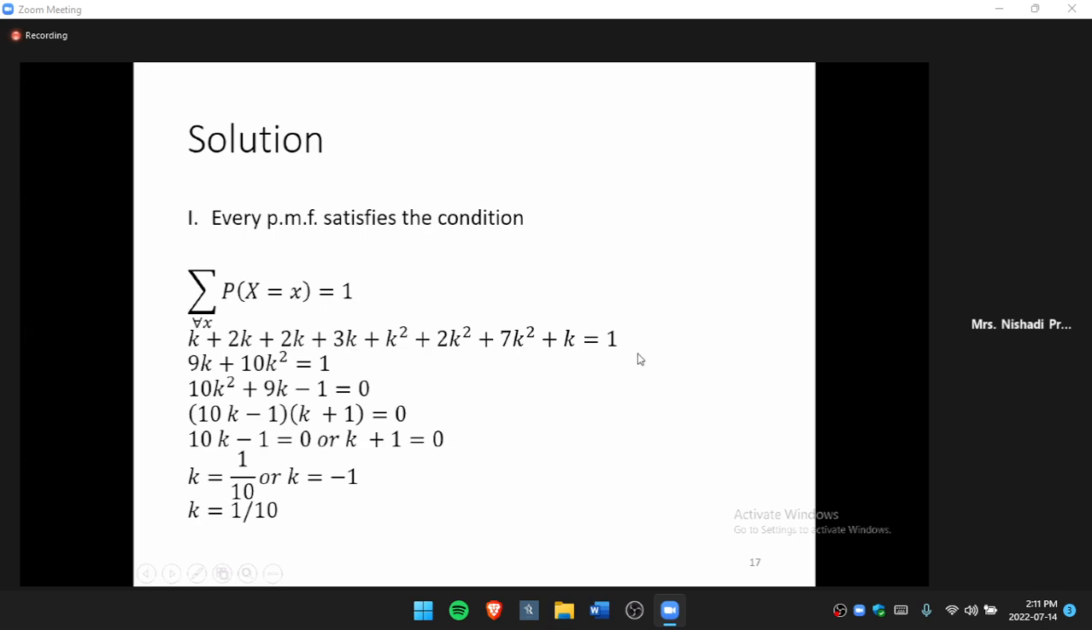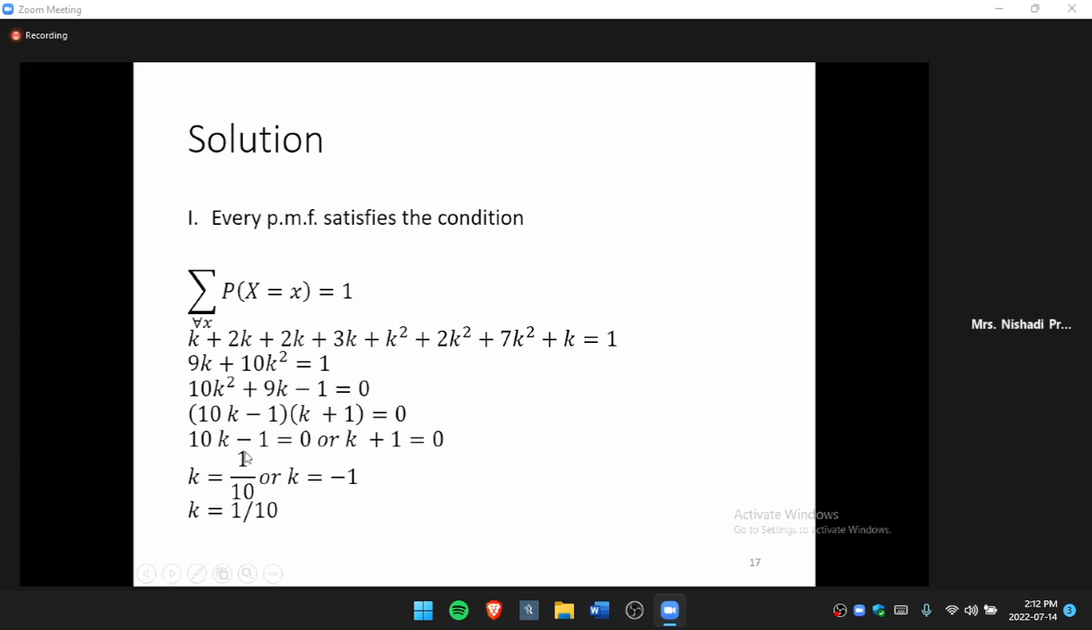Now, using this equation, you can find the value of k. 9k plus 10k squared equals 1. So it's a quadratic equation: 10 times k squared plus 9k minus 1 equals 0. So you can have factors like this, 10k minus 1 and k plus 1. I'm not going to teach you how to factorize these quadratic equations, okay? I hope you have that knowledge now.